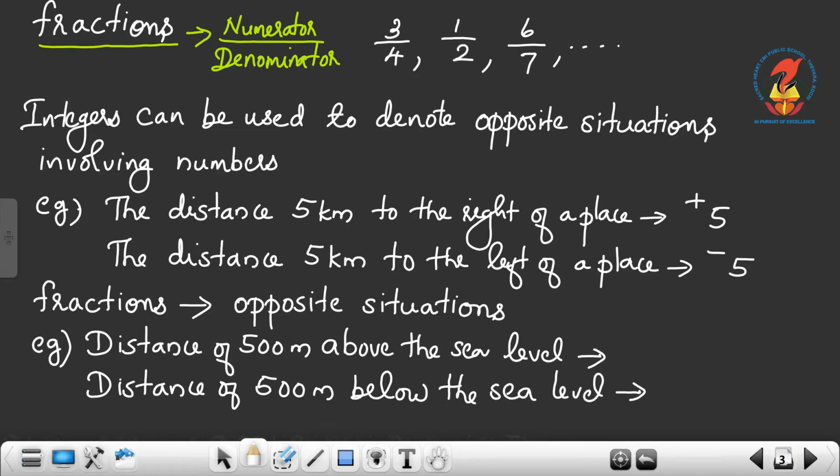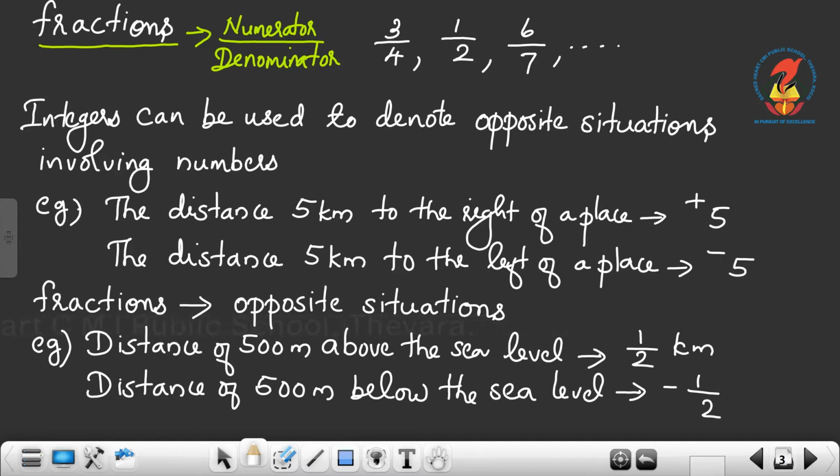Similarly, fractions can also be used to represent opposite situations involving numbers. For example, distance of 500 meter above the sea level. So, can you write it in the form of fractions? Can you write 500 meter in terms of a kilometer? So, we can write it as 1 by 2 kilometer. 500 meter is 1 by 2 kilometer. Then distance of 500 meter below the sea level, what is that? The opposite direction. So, we can represent it as negative 1 by 2.